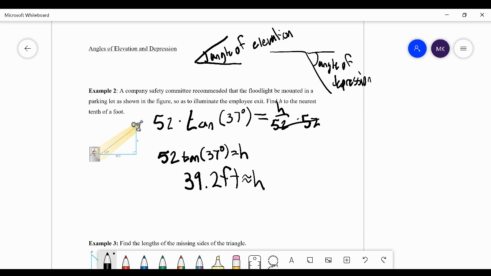Okay, pretty cool, right? So these problems aren't too crazy. The hardest thing sometimes is to remember the SOHCAHTOA, right? To remember sine involves opposite and hypotenuse, cosine is adjacent and hypotenuse, tangent is opposite and adjacent. And being able to identify which of those functions is going to best suit your needs for this problem. Okay.